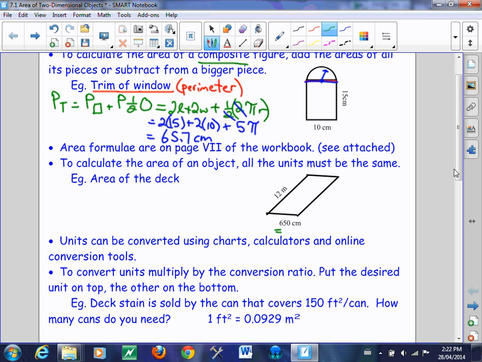If you're not sure how to convert centimeters to meters, there's 100 centimeters in a meter. So I'm going to make that 6.5 meters. Now that my units are the same, now I can calculate the area of the deck. So area of the deck, and again folks, I don't care if you use words or if you draw diagrams, it doesn't matter to me as long as you give me that introductory statement. So area of the deck equals length times width.